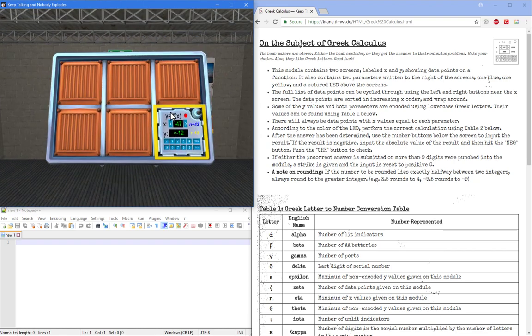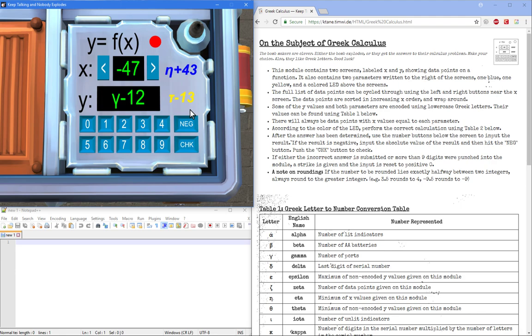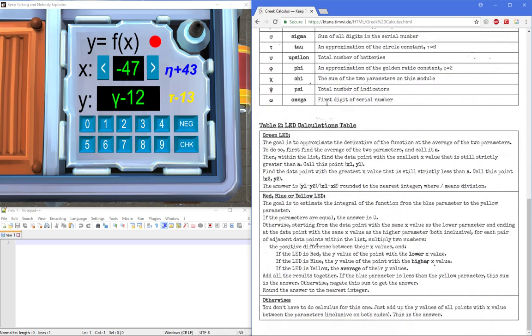Now, there's a lot to this module, but we'll just go through it step by step here. You'll have an LED, two parameters, and a set of data points. There'll be different objectives for the module depending on the color of the LED. So we'll use the color of the LED first to see what we have to do. In this case it's red, so it's not green, but it is red, blue, or yellow. So the goal is to estimate the integral of the function from the blue parameter to the yellow parameter.